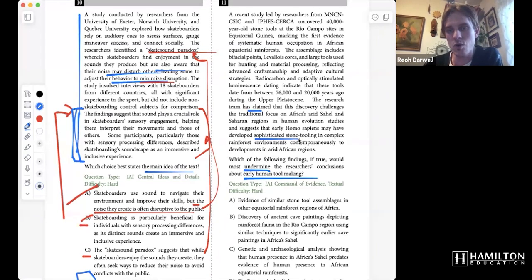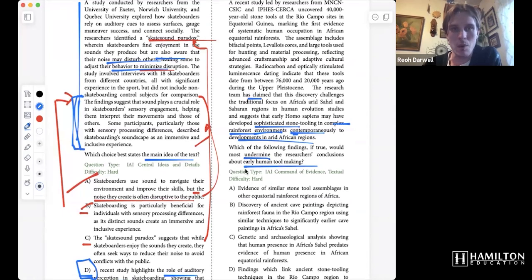that sophisticated tool making may have developed in complex rainforest environments contemporaneously, or at the same time, as in arid African regions. Okay, so their claim is stone tools got just as complicated and were developed at the same time in the rainforests as in the place where we typically think they're coming from, which is arid regions. All right, so we want to undermine that. What does that mean? We want to show that actually they didn't come at the same time. The arid regions came beforehand. Okay, that would undermine it. We need to show arid regions coming beforehand to undermine that claim.